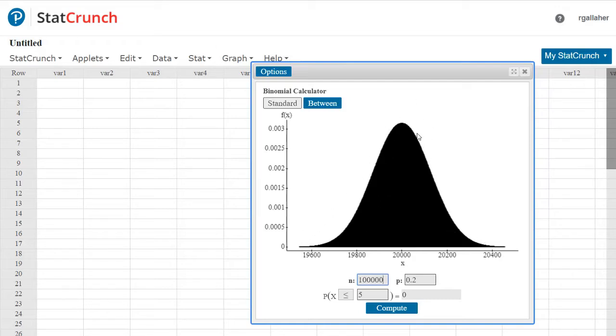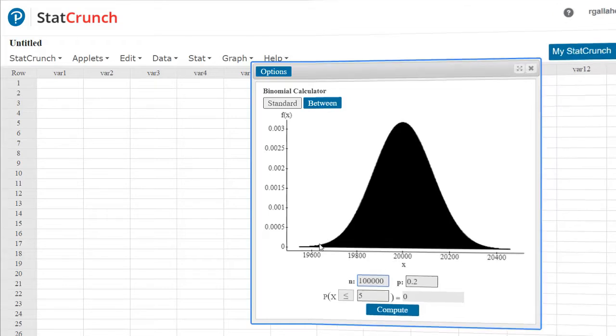Well, this perfect bell-shaped distribution that we approach has a name. It's called the normal probability distribution. So we're going to look at the normal probability distribution in more detail next.